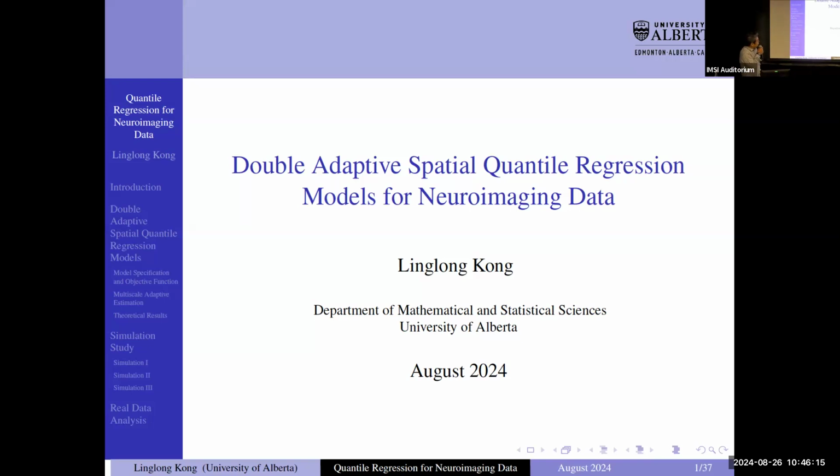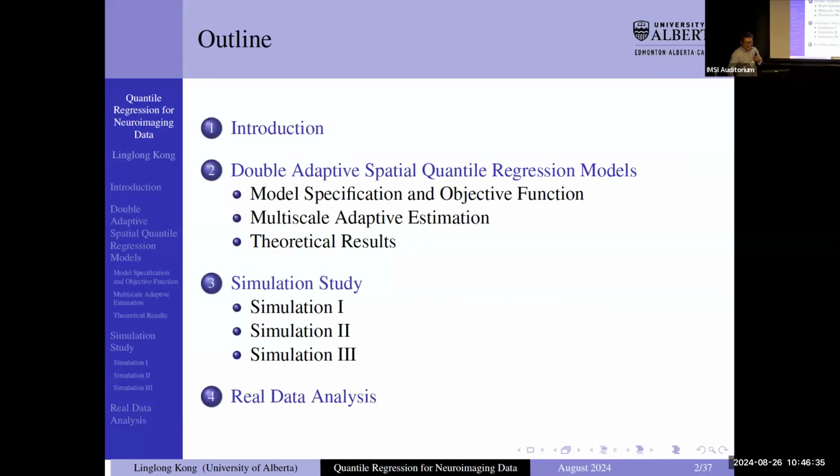So today I'm going to share with you a methodology we recently proposed. It's a double adaptive spatial quantile regression model for neuroimaging data. And unfortunately, this is not deep learning either. First I'll do some introduction, then our methodology, then I have some simulation study and real data analysis.